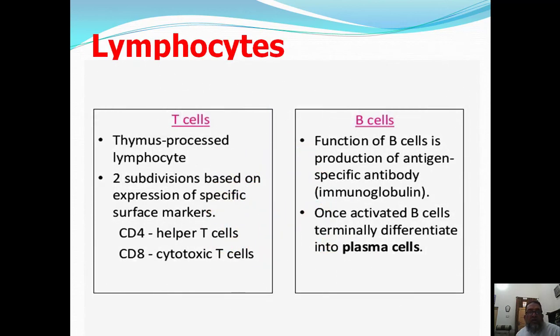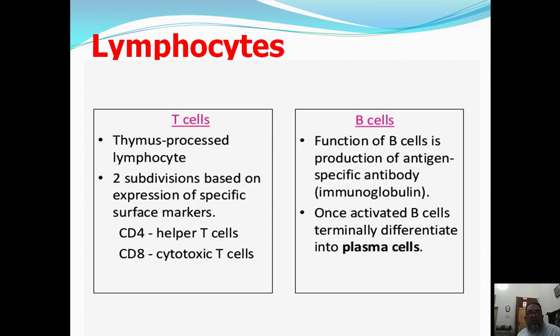What are the major components of the lymph node? It is the lymphocytes. There are two types, T lymphocytes and B lymphocytes. As the name indicates, T is thymus derived, whereas B is bone marrow derived, or from the bursa of Fabricius. B cell is bone derived, whereas T cell is thymus derived.